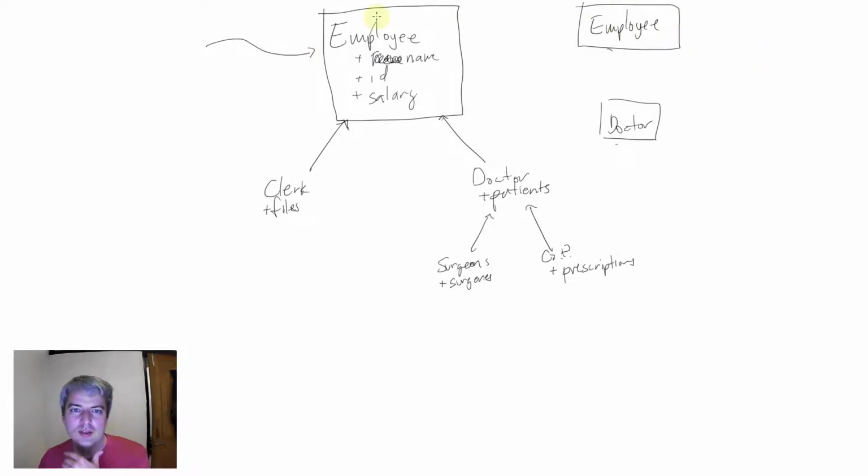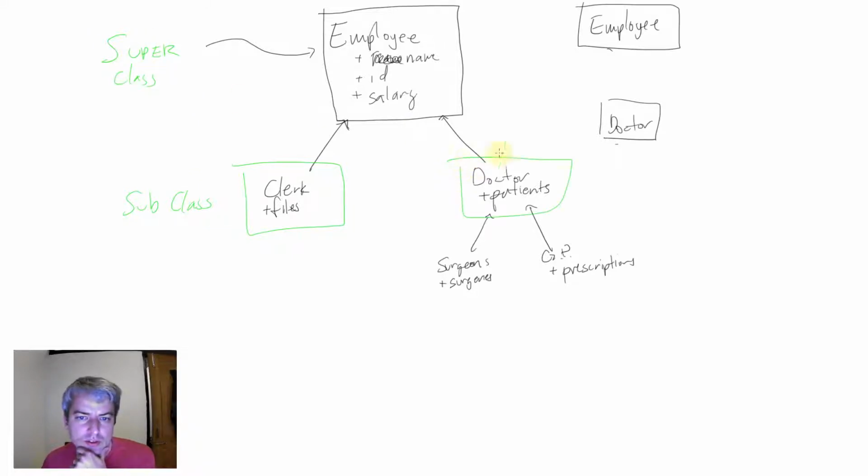But this is like the base class. Everybody is an employee. Every one of these categories is an employee. So it's like the big one, right? So we call this the superclass. Any one of these is a subclass. So let me say superclass, and let me call these all subclasses.